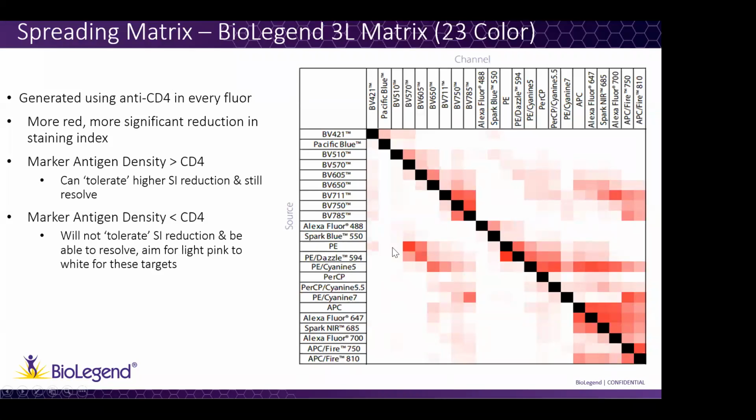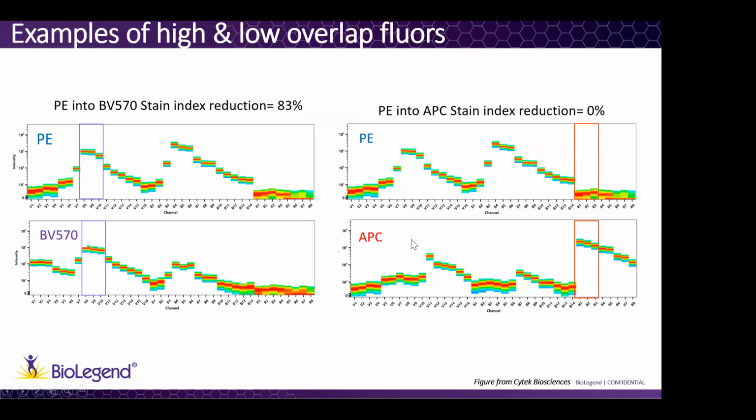Then if you want to see how this looks in a real situation, so why this box is red, here you can see the same example, PE with BV570. And here you can see the full spectrum signature for these 2 different fluors. And here is the primary laser that is exciting BV570. You can see the signature here, which is really similar to PE. So this means that PE is probably affecting BV570 and causing a reduction in the staining index. And actually this reduction is 83%.